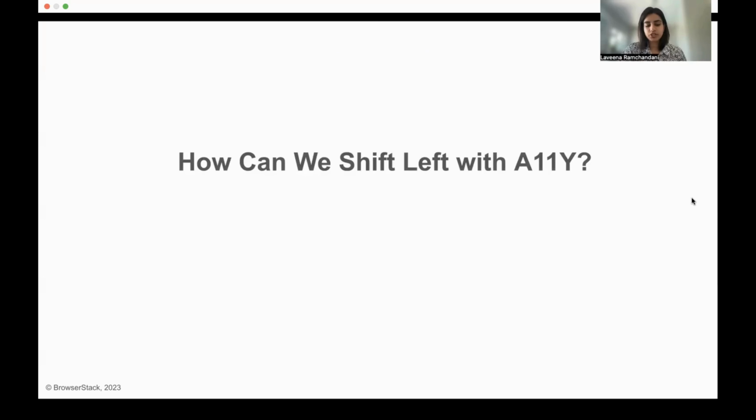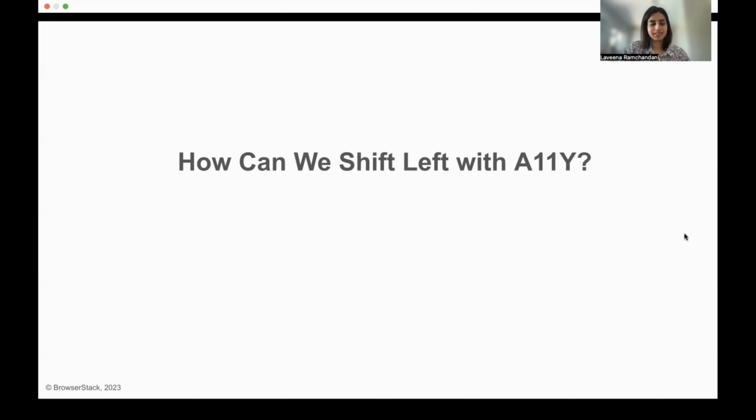So the biggest question, how can we shift left? This is a very, very important question to ask ourselves. Basically, we always think about accessibility towards the end of the development of a product, but how can we bring it in earlier? By shifting left, we are starting early and testing and developing often.